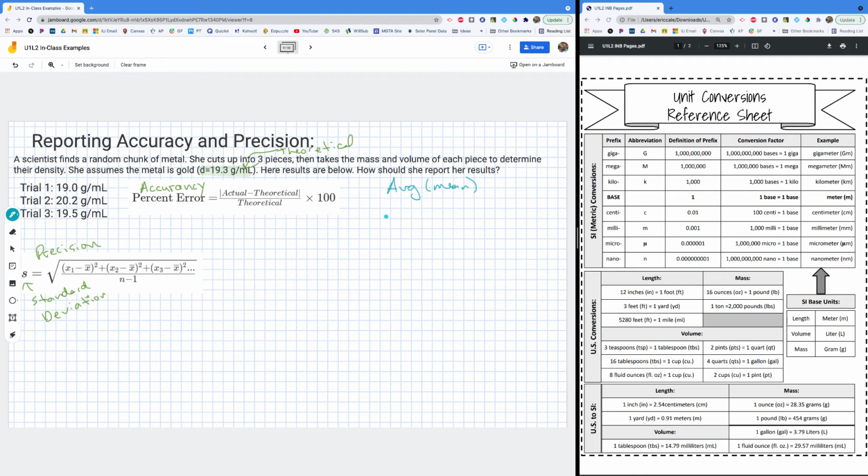we find by adding them all up. 19.0 plus 20.2 plus 19.5 and dividing by the total number of data points. So 19.0 plus 20.2 plus 19.5 equals 58.7. Divide that by 3. You get the average is equal to 19.56666, blah, blah, blah. We'll just call it 19.6 grams per milliliter. This is our actual. We will use that for actual.